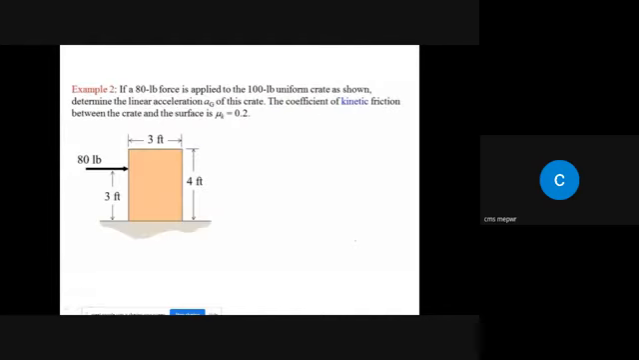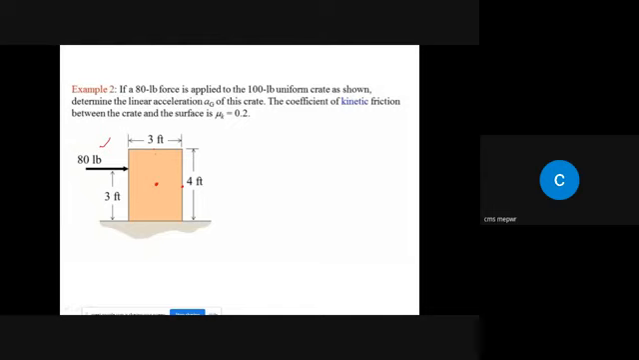Okay, now let's look at another example. We have an 80 lb force applied to a 100 lb uniform crate as shown. This is a uniform crate. Uniform crate means that the mass center will be at the mid. If this is 4 feet, it will be somewhere at 2 feet, and if this is 3, it will be somewhere at 1.5. So the mass center will be somewhere over here.